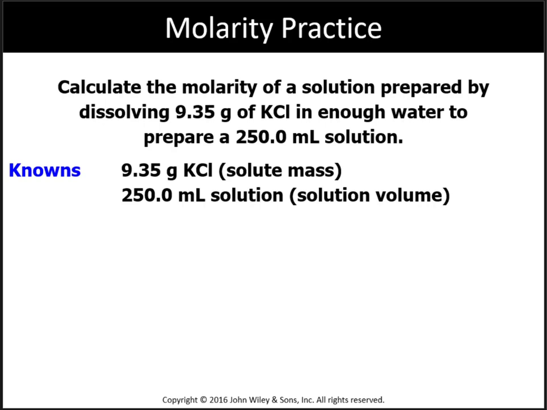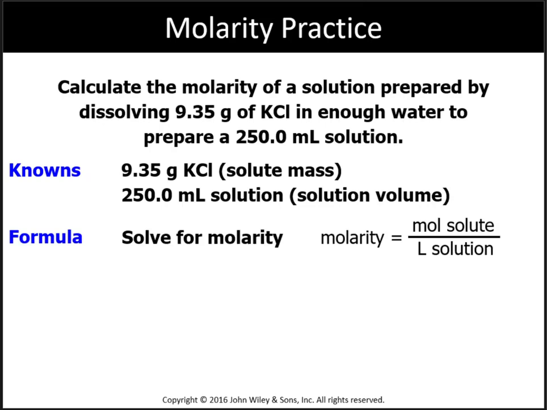So we have 9.35 grams of potassium chloride, which is our solute. We have the volume of the solution, which is 250 milliliters, and we want to solve for the molarity. So to find the molarity, we need to find the moles of solute and divide that by the volume of the solution. So our solute is potassium chloride. So we have 9.35 grams of potassium chloride.